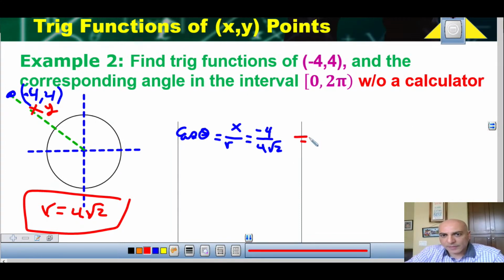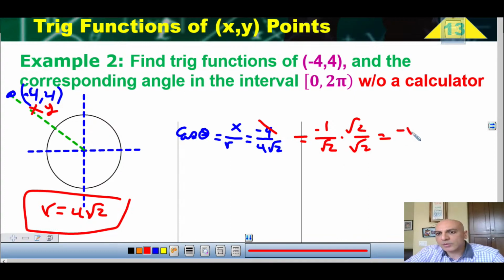So if I'm following this through, I have -4 divided by 4 square root of 2, where the 4s go away. That's -1 over square root of 2. You rationalize. I'm not going to go through it again, but you do it, right? Square root of 2 over 2, and that's going to give you negative square root of 2 over 2. Okay, that's the cosine.